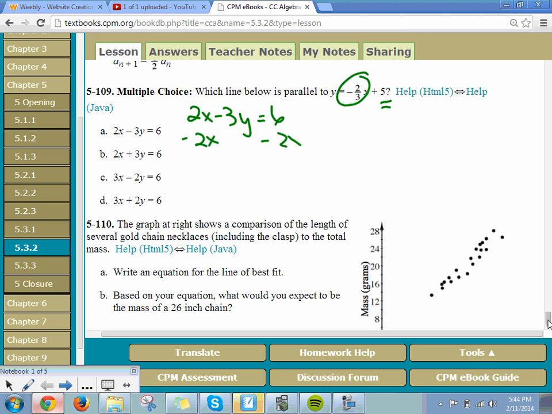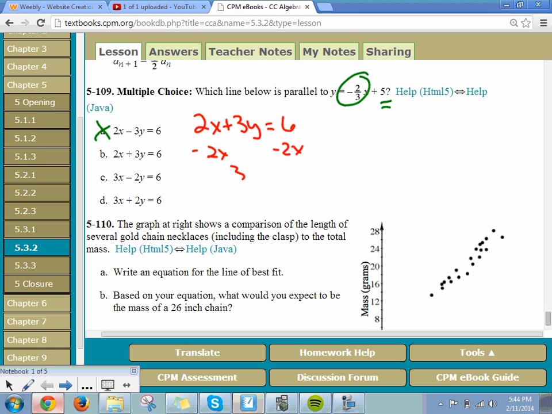We have 2x minus 3y is equal to 6. So if I subtract 2x from both sides, that's going to be no good because then I'm going to have to divide by a negative number. So this will turn that one positive. So A is out.